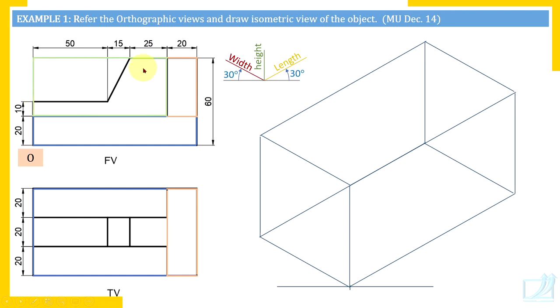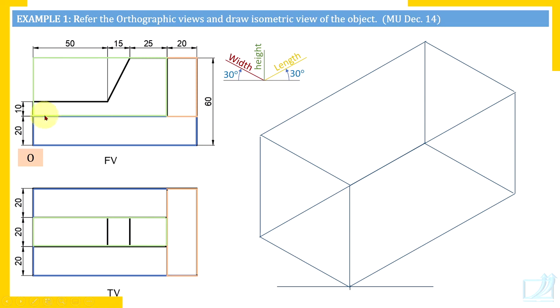So this plate, initially don't worry about the shape. Just check the overall size of this plate. So length 110 minus 20, that means 90. Height is 40 and width is 20. Width you get in the top view. So clearly I have identified three plates. So we are going to draw three rectangular boxes inside this overall box.